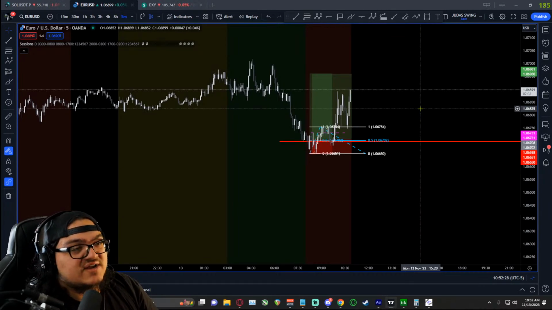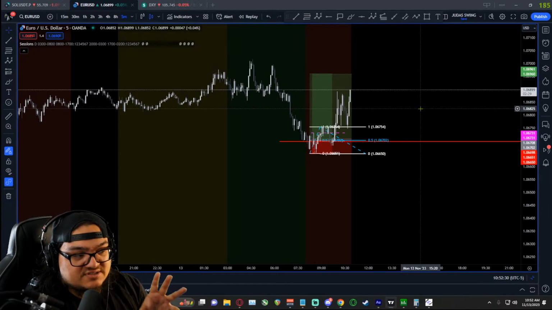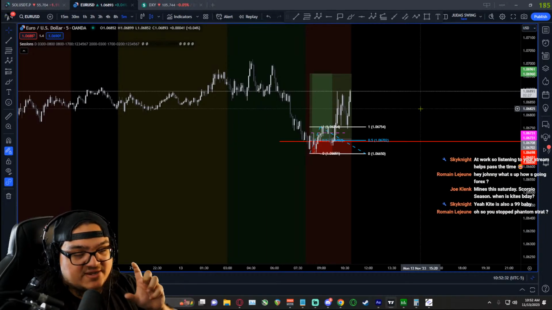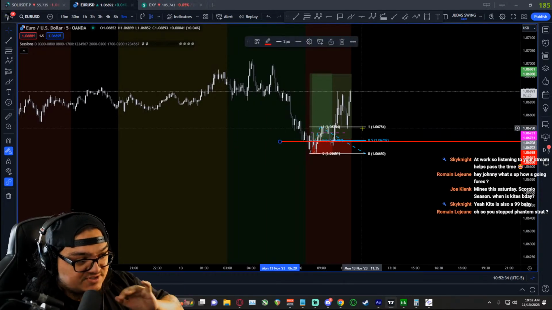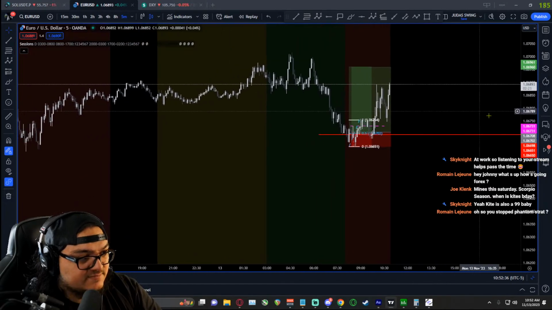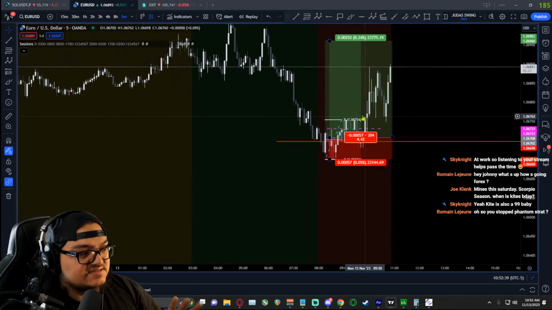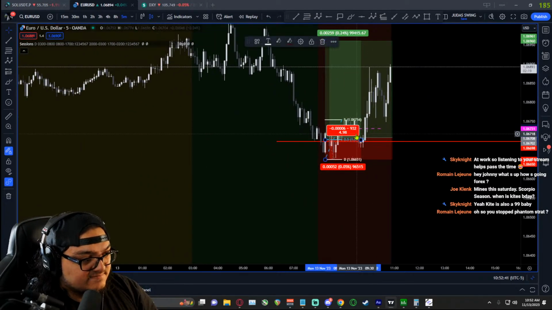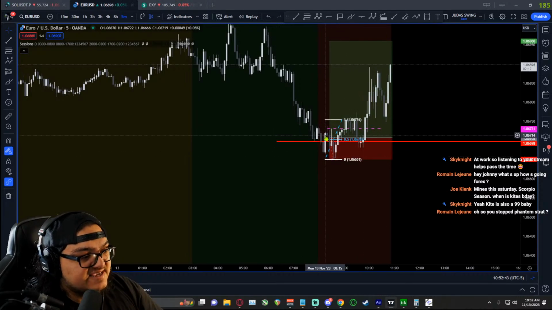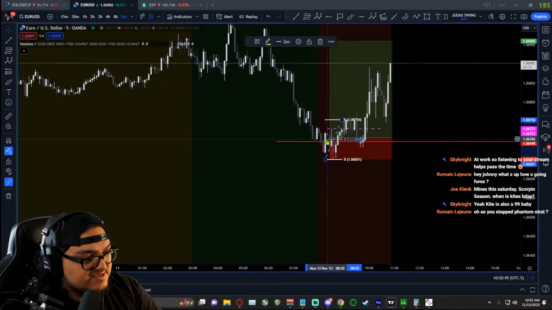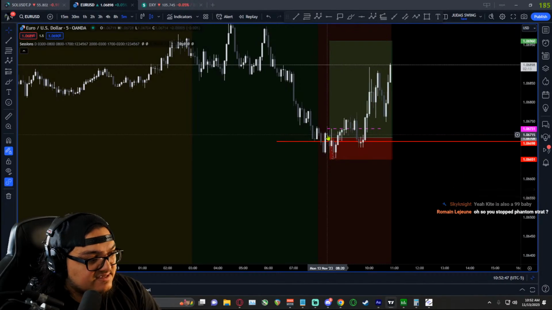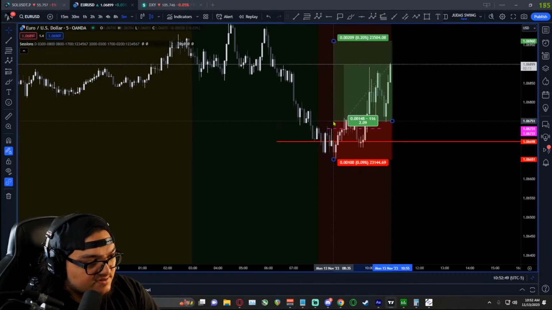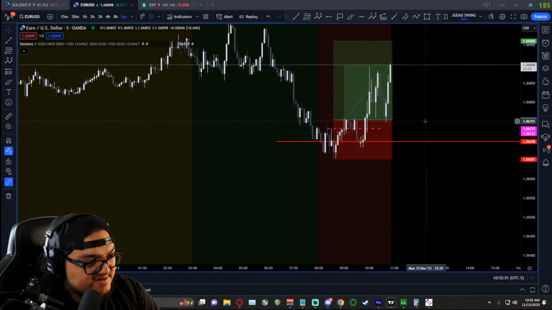Oh, so you stopped the Phantom strat? No, we're still using the Phantom strat, but I'm putting my own little twist to it. So we're still using the same Phantom strat, okay? But the only difference is instead of taking the entry at the original break of structure, in this case, it would be this candle.